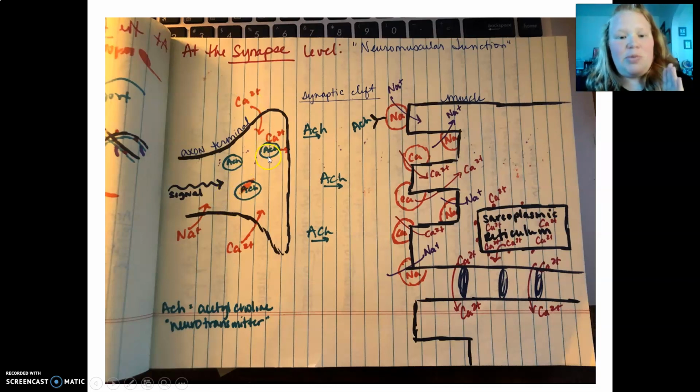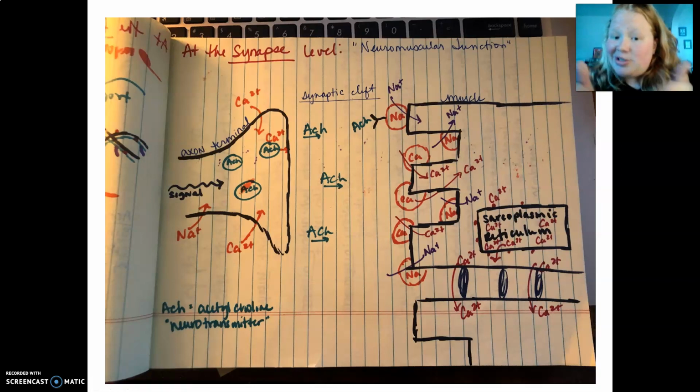That calcium will attach to acetylcholine. So acetylcholine is a neurotransmitter, which just means it's transmitting a signal. So this acetylcholine is like the messenger that's going to go tell the muscle, hey, it's time to contract. Okay, so calcium attaches to that acetylcholine and it moves the acetylcholine out into what's called the synaptic cleft. The synaptic cleft is just the space between the axon terminal and the muscle.